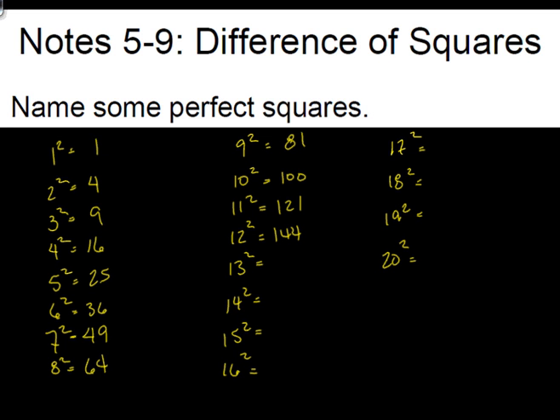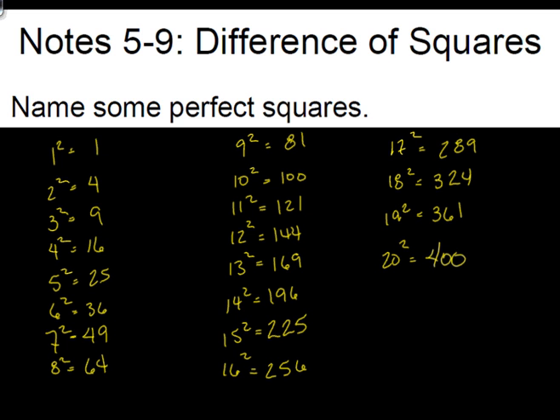That's a gross. 13 squared is 169, 14 squared is 196, 15 squared is 225, and 16 squared is 256. 17 squared is 289, 18 squared is 324, 19 squared is 361, and 20 squared is 400.